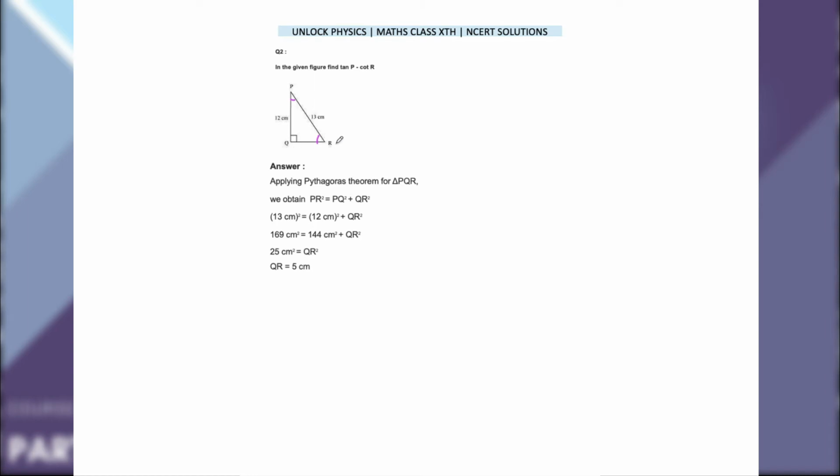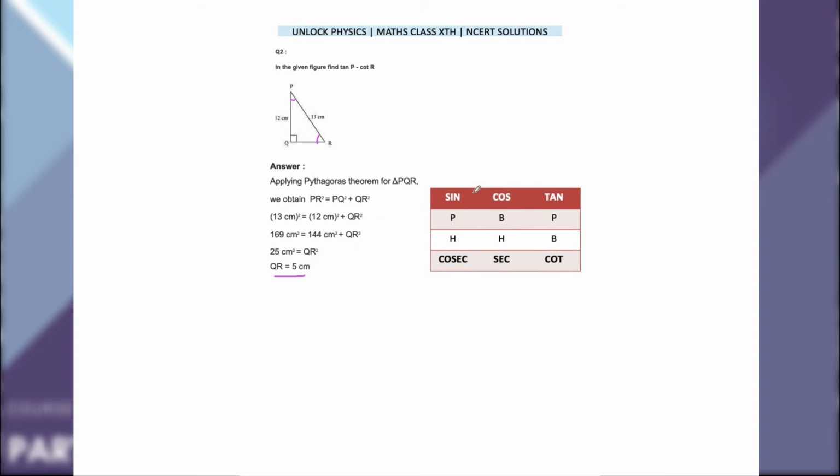Now moving on to the next question, we have, in the given figure, find tan P minus cot R. So we have to find tan of angle P and cot of angle R. We see that QR is not given. So applying the Pythagoras theorem, we can easily find QR, which would be 5 centimeter if we solve it. You can see 13 squared is equal to 12 squared plus QR squared. QR squared is equal to 25 centimeter squared, and QR would be 5 centimeter.